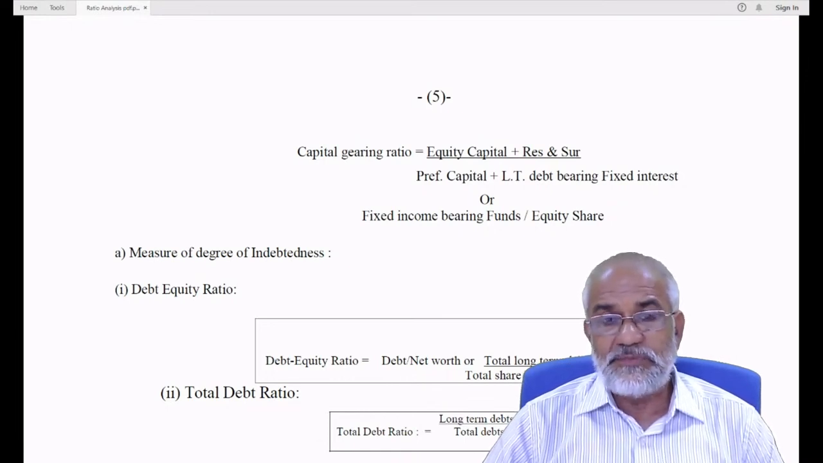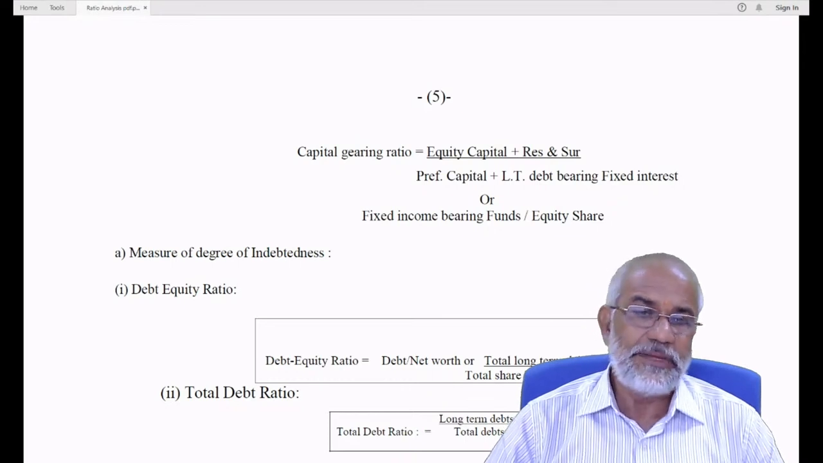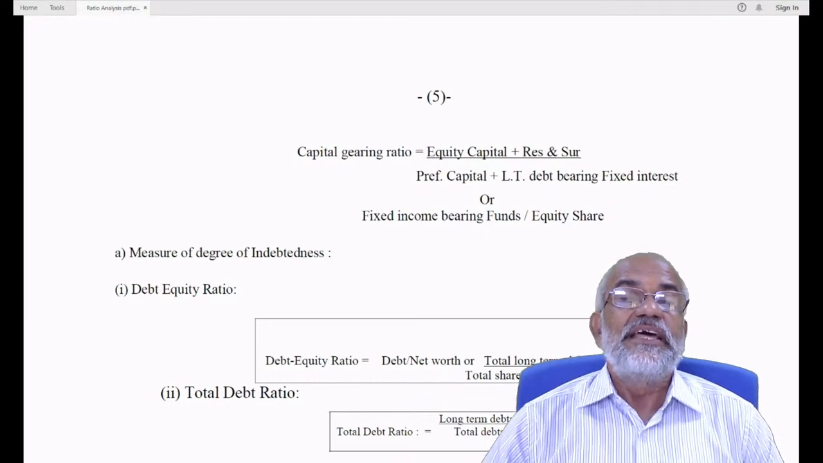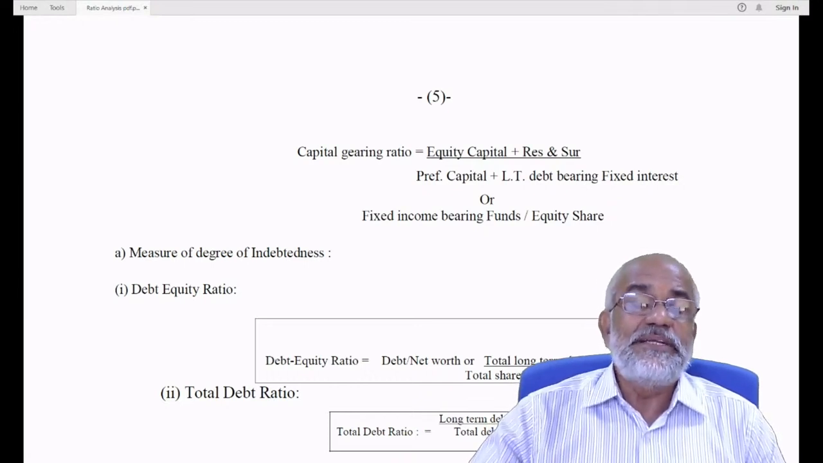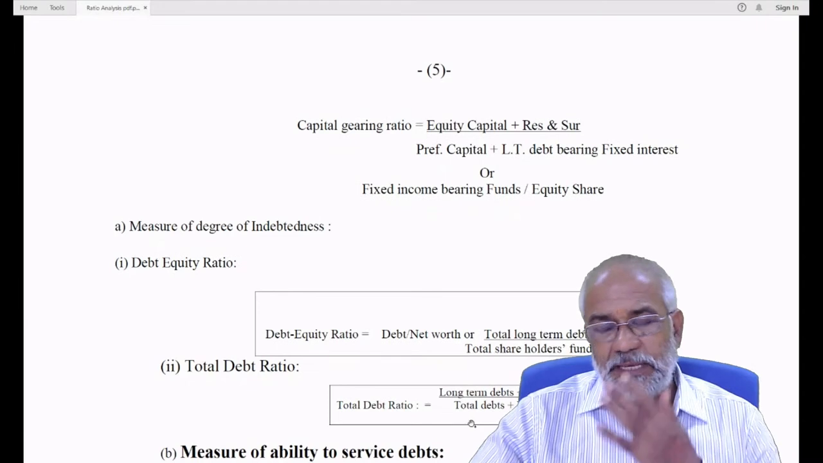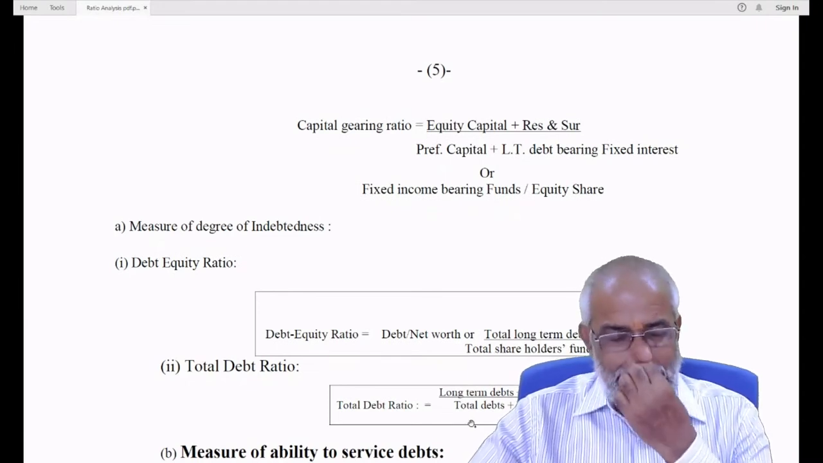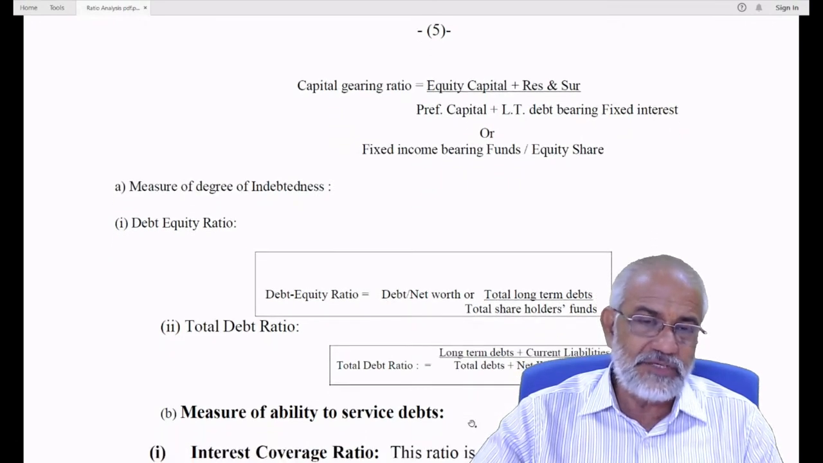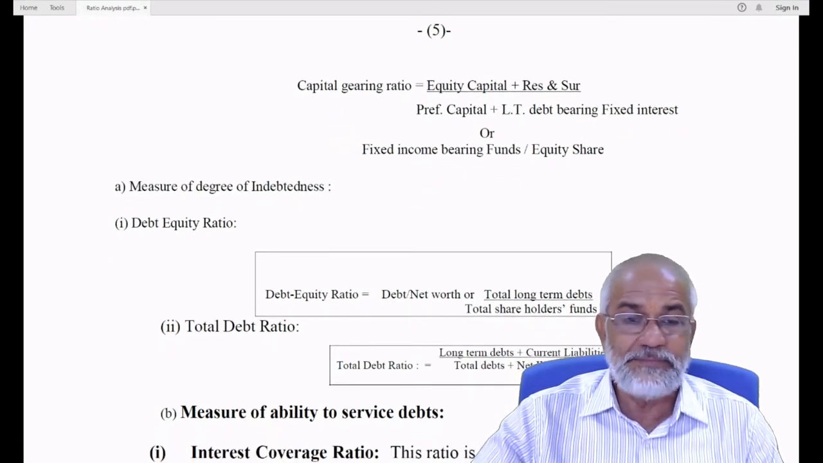Otherwise, there is another equation for computation of the capital gearing ratio. It is fixed income bearing funds divided by the equity shares. That would also be the capital gearing ratio of the organization. Then, to measure the degrees of indebtedness of the organization, we can go for computation of the debt equity ratio.